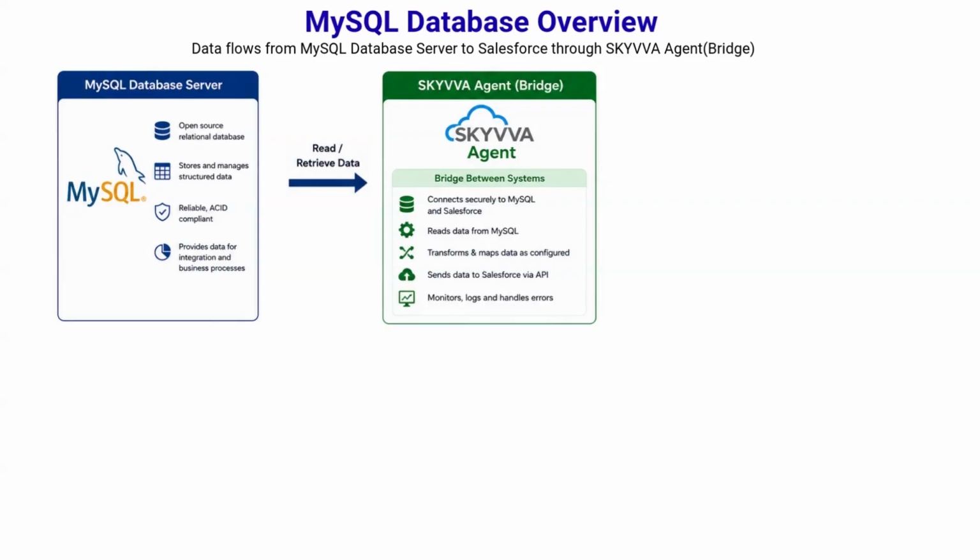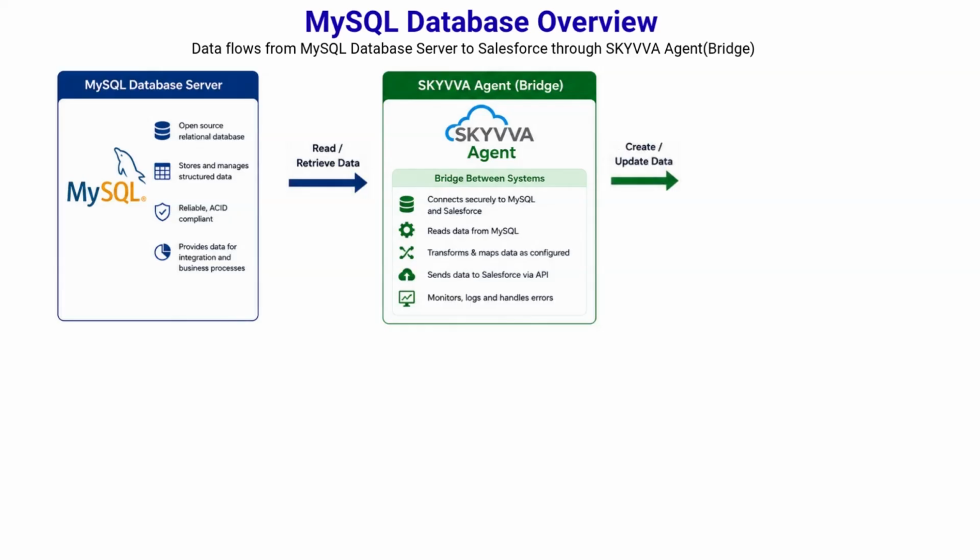Step 3. SKYVVA Agent Bridge. After retrieving the data, the SKYVVA agent acts as the bridge between MySQL and Salesforce. This is where the main integration processing takes place. The agent transforms the source data into the format expected by Salesforce. It maps database fields to Salesforce objects, converts data types when necessary, applies business rules, and validates the data before sending it. In addition, the SKYVVA agent continuously monitors the integration process, records execution logs, and handles any errors to ensure secure, reliable, and efficient data transfer.